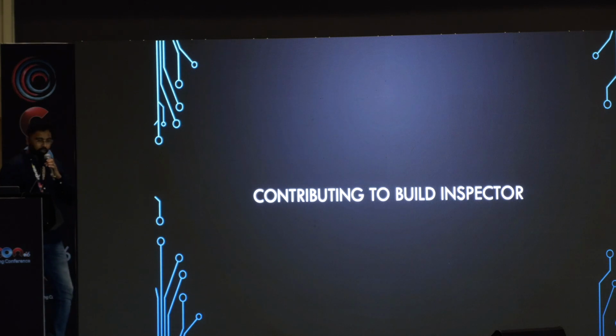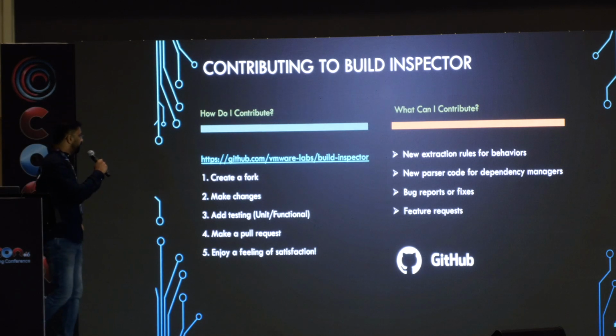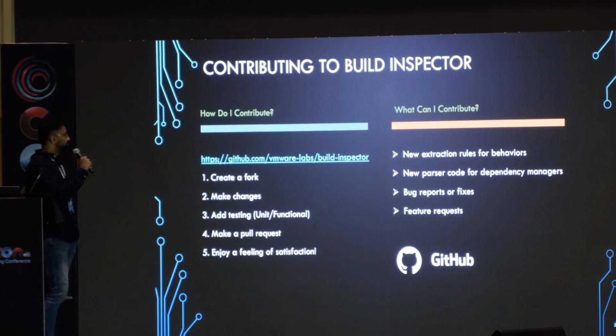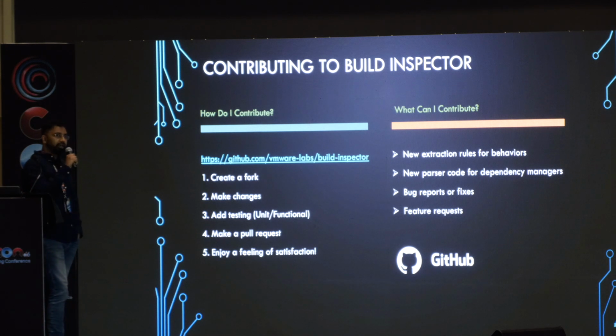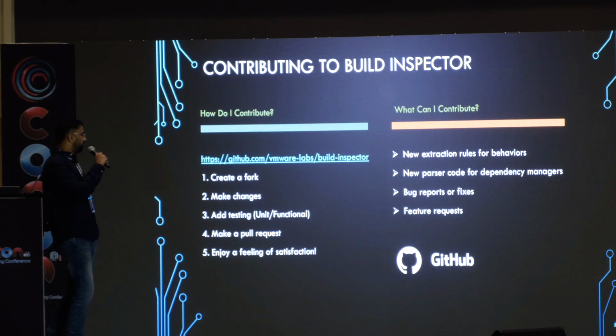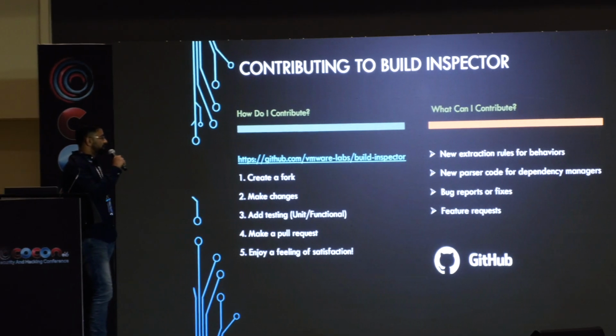So I'll quickly talk about contributing to the Build Inspector. It's available on GitHub under VMware Labs Build Inspector. You can always fork the project, make changes to your version, ensure that all the unit tests and the functional tests pass, and then you can raise a pull request in our Build Inspector repository. After that, one of the project maintainers is going to review your code, and then your contribution is available in Build Inspector.